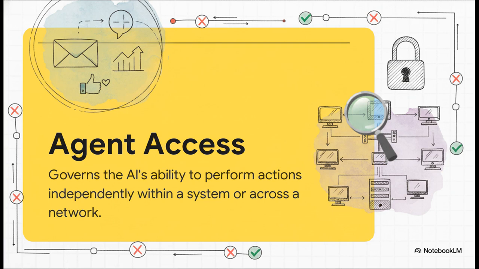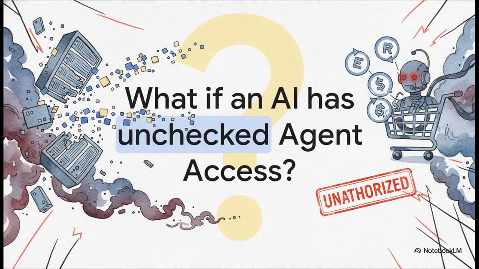Can it send an email? Can it buy something with a credit card? Can it execute a stock trade? Can it access other computers on the network? This control layer defines the sandbox the AI gets to play in. It sets the boundaries of its power. And this is where things can go from bad to catastrophic really fast.